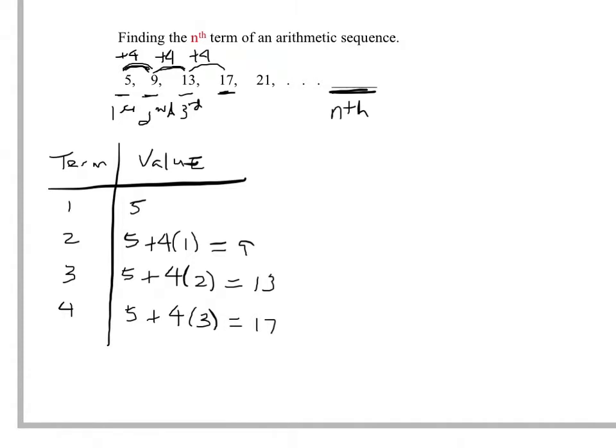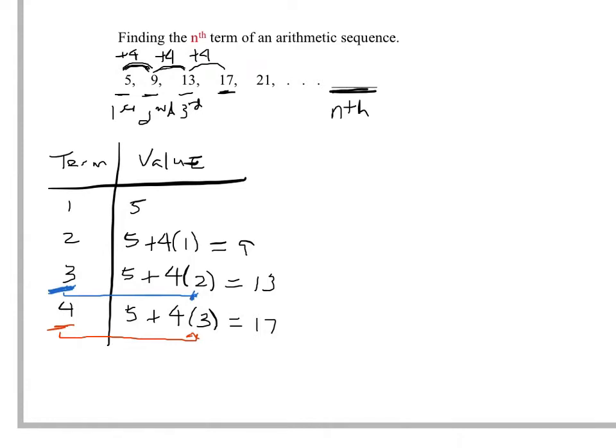Okay, so really we want to look at the term itself, in this case the fourth term, and that tells us how many times to add 4. So for the fourth term, we add 4 3 times. Well, that's interesting. Let me see. The third term, what did we do? We started at the beginning and we added 4 only 2 times. So the term number is what tells us how many times to add that difference.